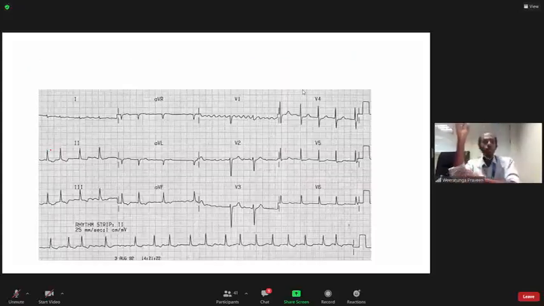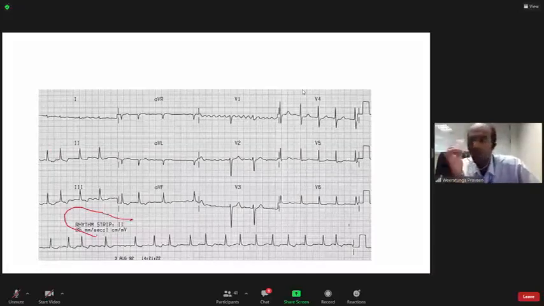So what do you think in this? Again, most of these rhythm abnormalities, you will have the answer in lead 2. So have a look at that. I'll give you a few seconds to work this out.